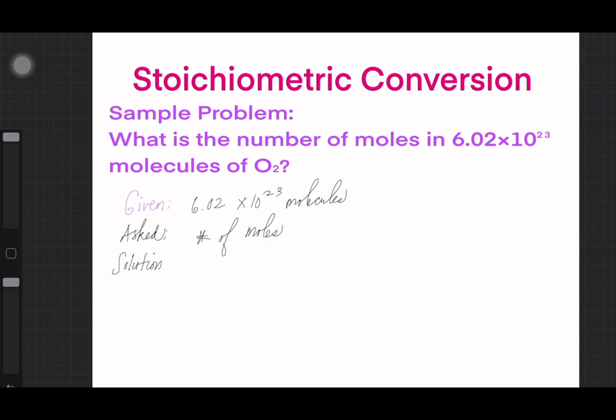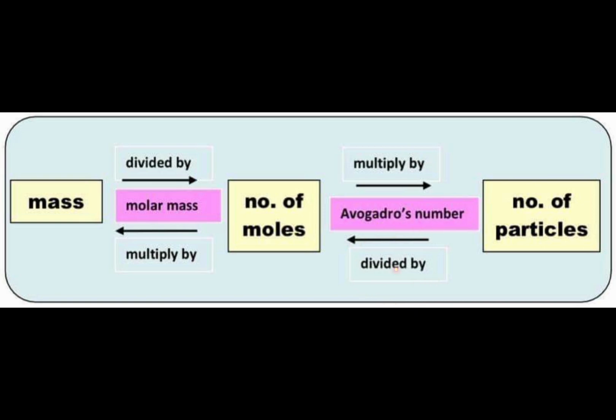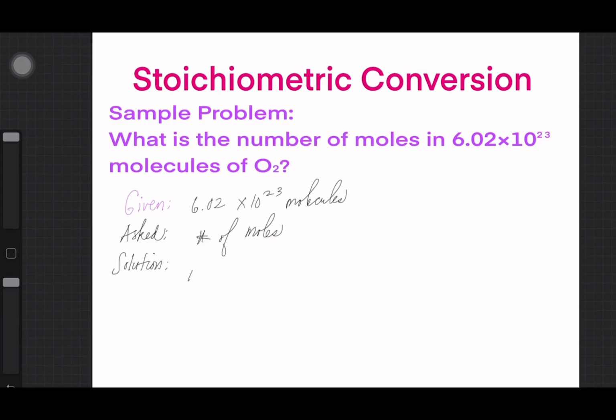So, kani, given ang number of particles, kailangan nato ang number of moles. Kung gusto masulbad ni, kailangan gyapon nato ang stoichiometric conversion. Kung diin, number of moles is equal to number of particles divided by the Avogadro's number.